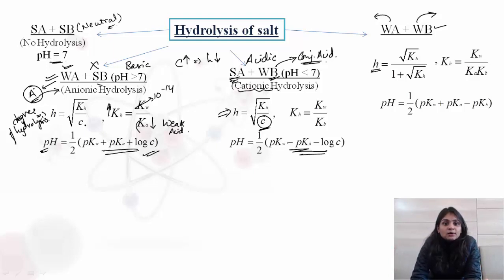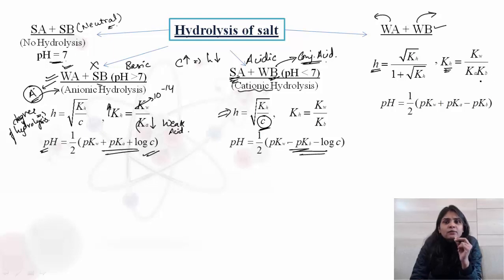Second thing that you have to notice, h. In all of the other cases, you can see h is dependent on concentration. But over here, h is root Kh by 1 plus root Kh. It is independent of concentration. And third thing you can see, the Kh value, that is Kw by Ka into Kb.